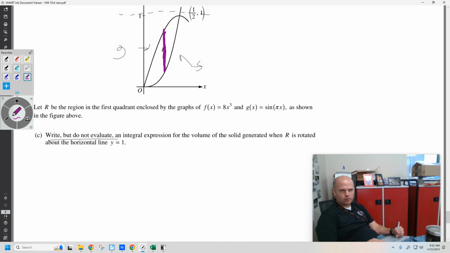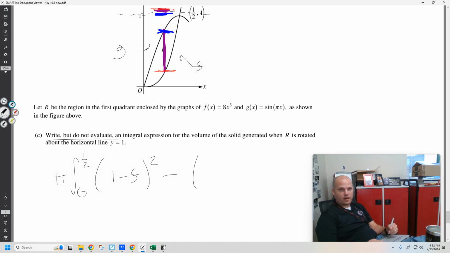There's my rectangle. Spin around this axis, creates 2 sets of radii, an outer set of radii and an inner set of radii. These are y equals distances. We'll sum it up from 0 to a half. That's the x equals left to an x equals right. Outer radiuses are 1 minus f squared. The inner radiuses are 1 minus g squared.